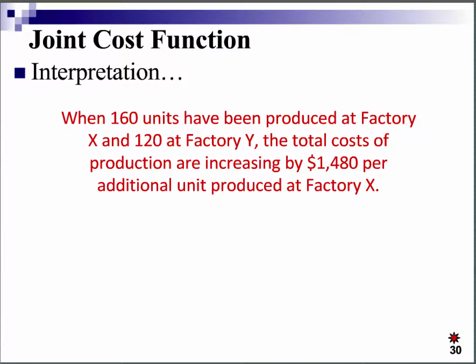So our interpretation for this number is that when 160 units have been produced at factory X and 120 units have been produced at factory Y, the total costs of production are increasing by $1,480 per additional unit produced at factory X. Remember, nothing's happening at factory Y. The other way to say this would be the 161st item produced at factory X increases the overall costs by $1,480.